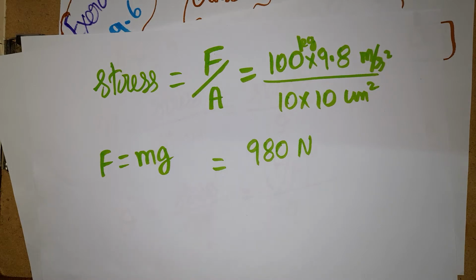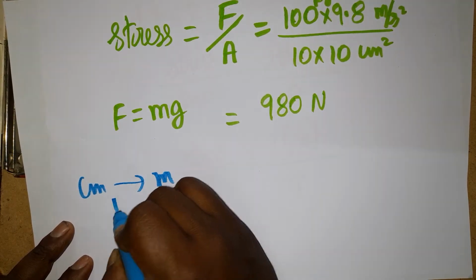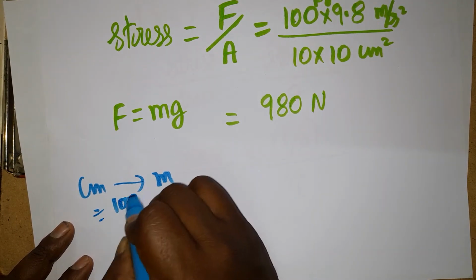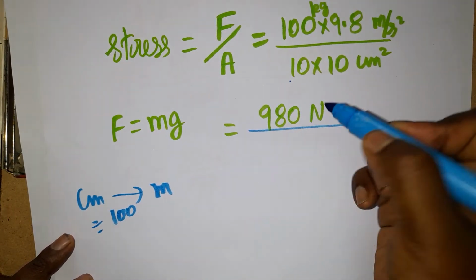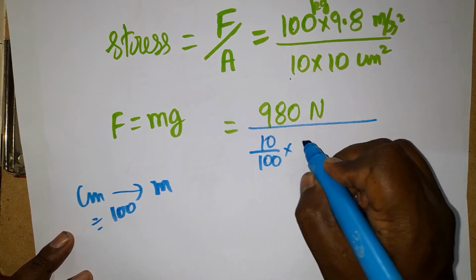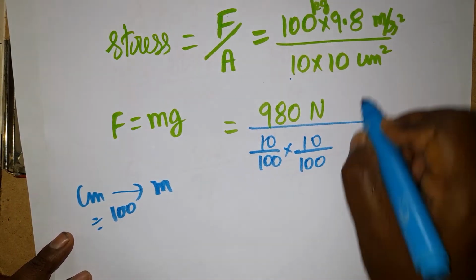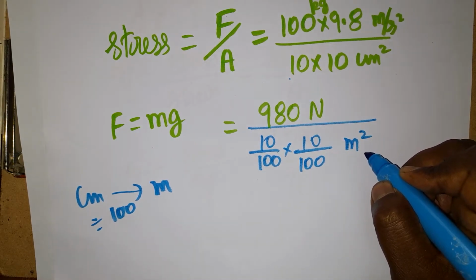For the area, with centimeter you are not able to do the problem. You should convert it to meter. If you want to do the centimeter to meter conversion, you should divide by 100. It's very simple, divided by 100. So 10 centimeter to meter is 10 divided by 100. Now the centimeter square will become meter square.